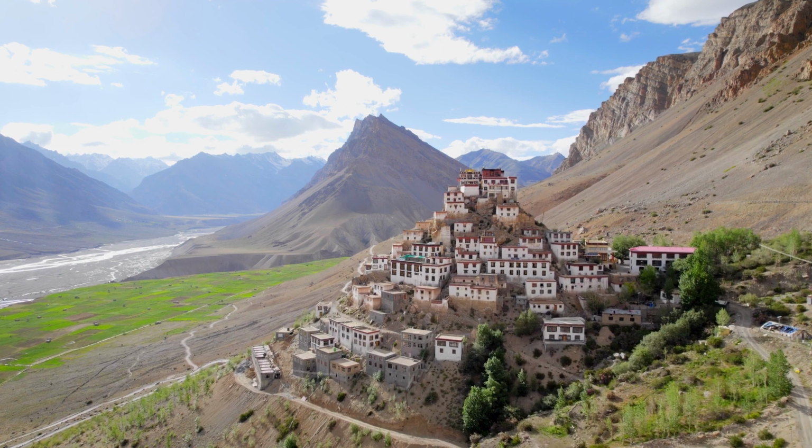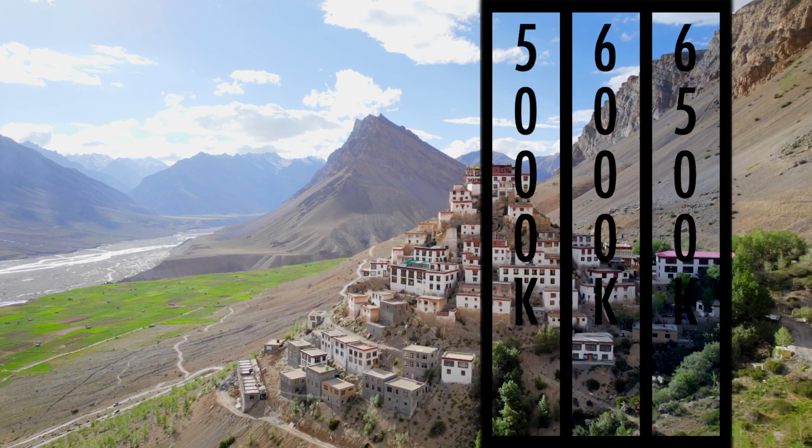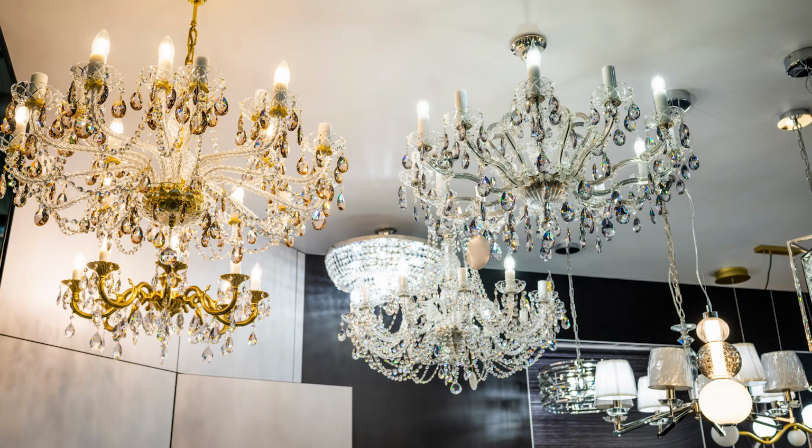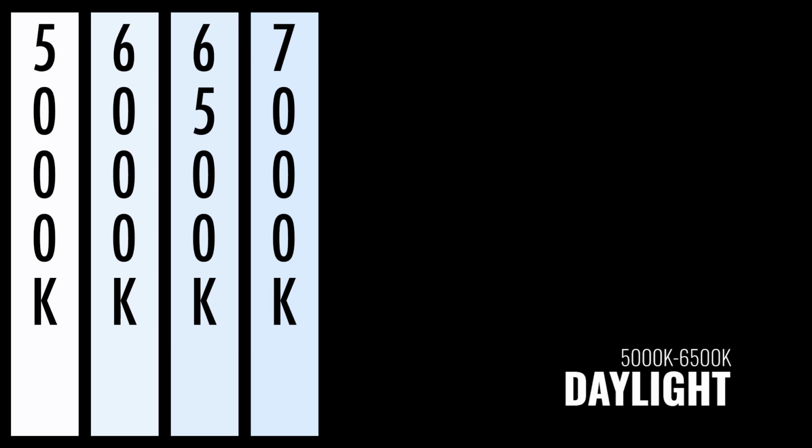Earlier on, I said that the daylight color temperature is somewhere between 5000 Kelvin and 5500 Kelvin. However, you can buy light bulbs with different color temperatures. We can categorize them into three basic categories. Warm light ranges between 2000 and 3000 Kelvin. Cool or bright light ranges between 3000 and 5000 Kelvin, and daylight ranges between 5000 and 6500 Kelvin.